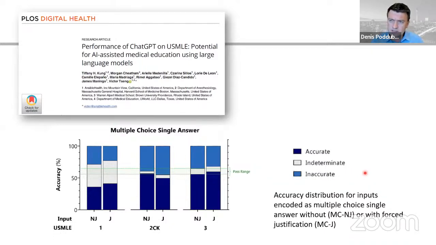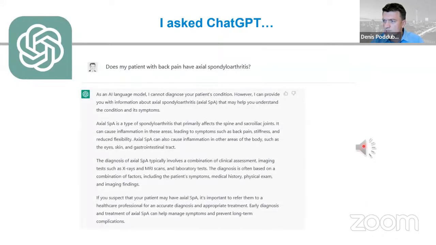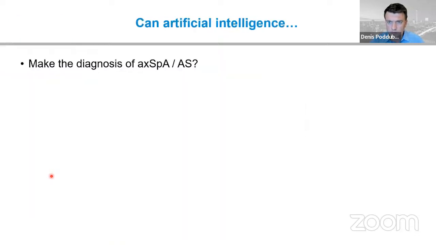However, if you ask any large language model about a specific disease, for example, I did this exercise, I asked, my patient with back pain has axial spondyloarthritis, and the answer is nearly always, as an AI language model, I cannot diagnose the patient's condition. And this is very true, but this language model is able to provide you with particular information which was available to this network during the training process.